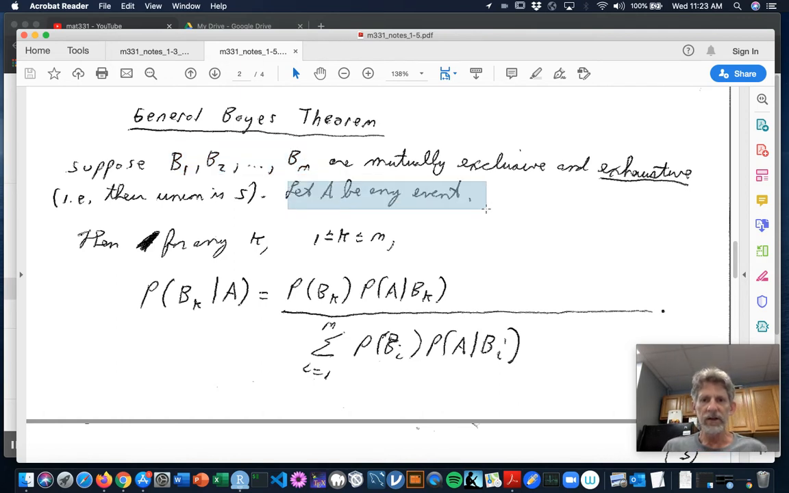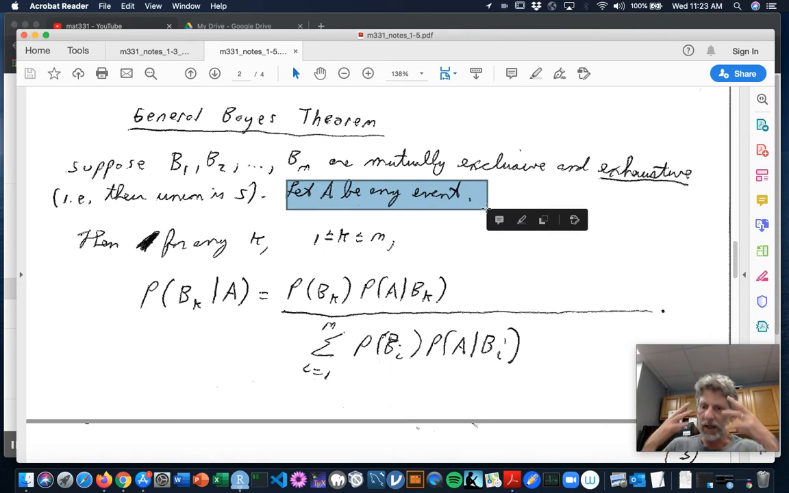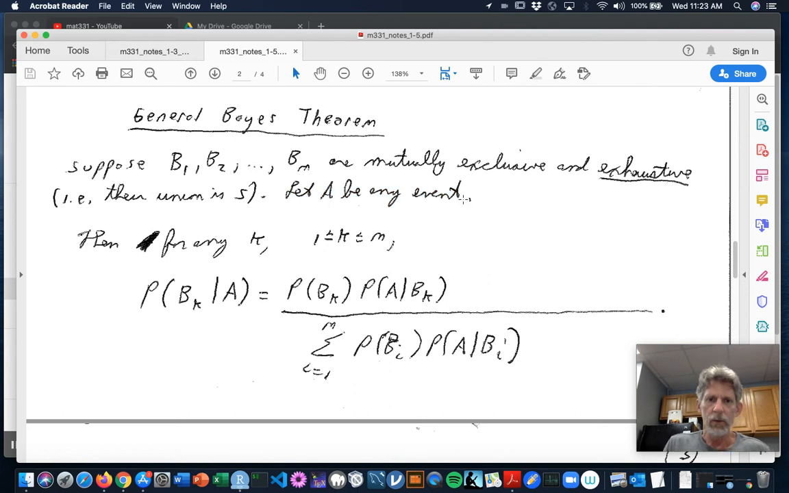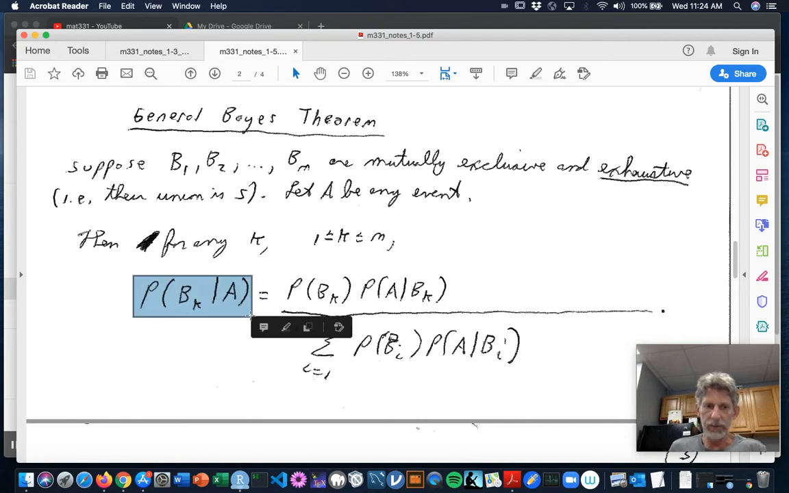And then let A be any event, and in this theorem, A is like your evidence. Whereas B1 through Bm are events where you don't know which one of them has occurred, but maybe you have some prior probabilities of their having occurred. Suppose you want to find the posterior probability that Bk occurred in light of this evidence A.